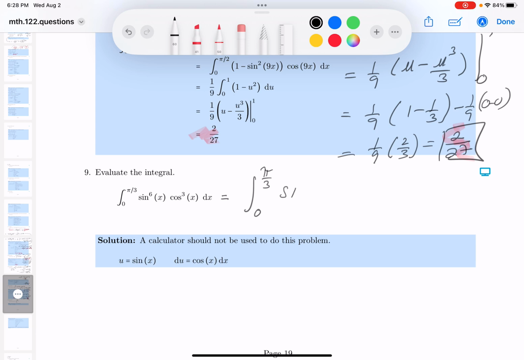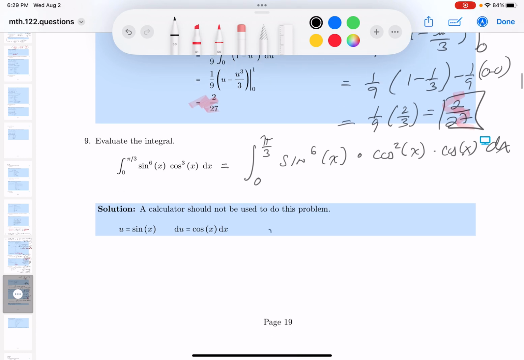I'm going to say sine to the 6th power x times cosine squared x times cosine x dx. And let me keep rewriting it. 0 to pi over 3, sine to the 6th power. The cosine squared, right, is 1 minus sine squared. And then I get cosine x dx.